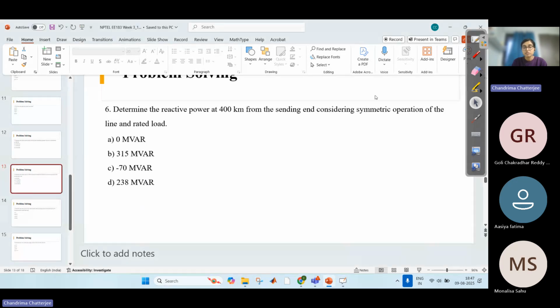The next question: determine the reactive power at 400 kilometer from the sending end, considering symmetric operation of the line and rated load. Again, they have used the term symmetric operation, so the line is symmetrical, VS is equal to VR, and at rated load, what will be the reactive power at 400 kilometer from the sending end? If you have seen the lecture, you should be able to answer it. Can any of you answer it?